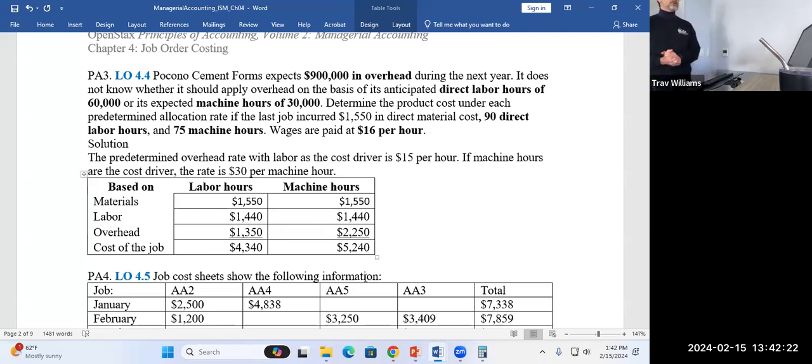If you were the company, which approach should you go with? The labor hours or machine hours as your method of applying overhead? How many people would go with labor hours? Okay, I see a handful of hands. How many people would go with the machine hours? Okay, it's about the same. So, which is right?